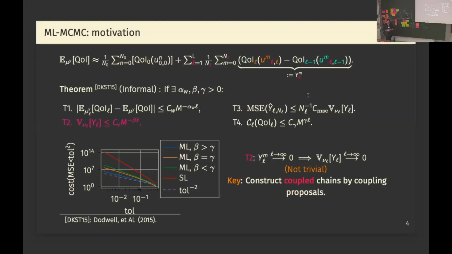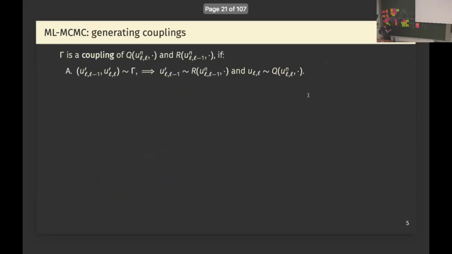And the way that we couple these chains, which is the crux of these multi-level MCMC algorithms, to generate this coupled chain so that this term indeed goes to 0, and so these chains spend more and more time close to each other, the way that we do that is to couple them. We couple them by coupling the proposals in the Metropolis Hastings algorithm.